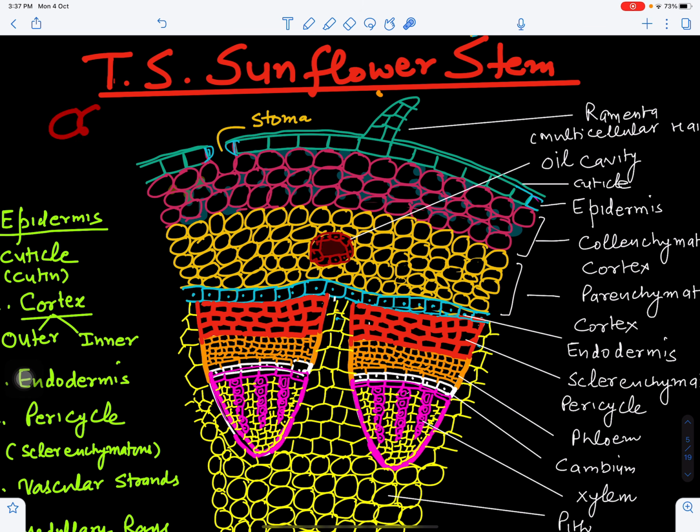This is one cell, this is another cell, this is another cell. You can see here, at certain places, at angles, thickenings are there. So because of these thickenings, this is called as collenchymatous cortex.